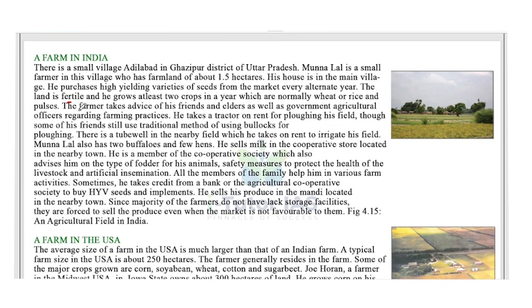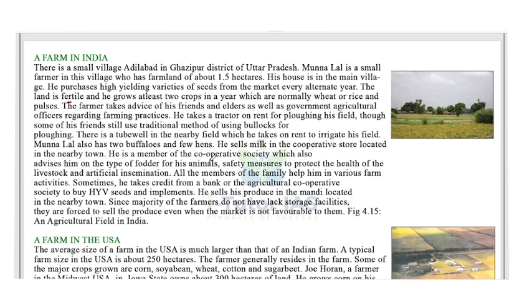and pulses. The farmer takes advice of his friends and elders as well as the government agriculture offices regarding the farming practices. He takes a tractor on rent for plowing his field, though some of his friends still use the traditional method of using bullocks for plowing. There is a tube well in the nearby field which he takes on rent to irrigate his field. Munna Lal also has 2 buffaloes and a few hens. He sells milk in the cooperative store located in the nearby town.